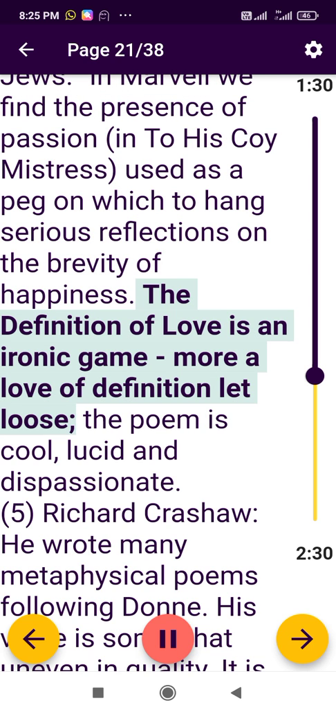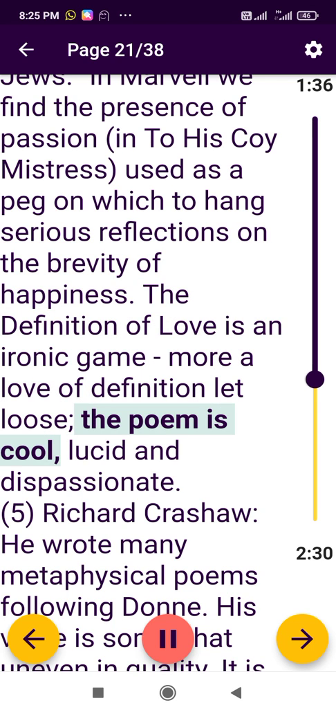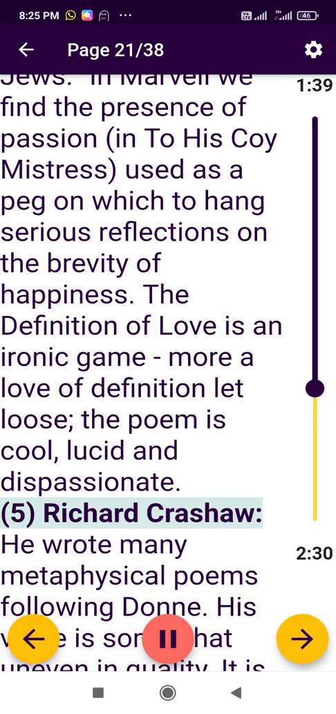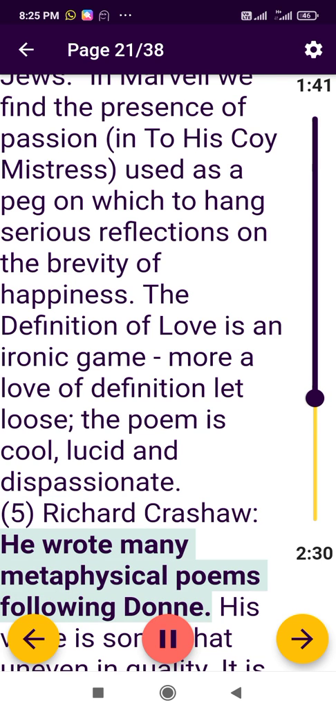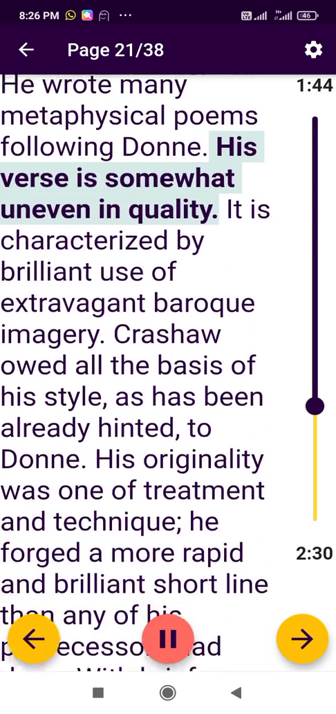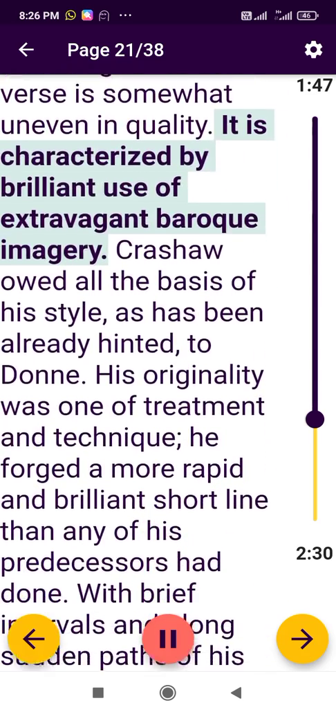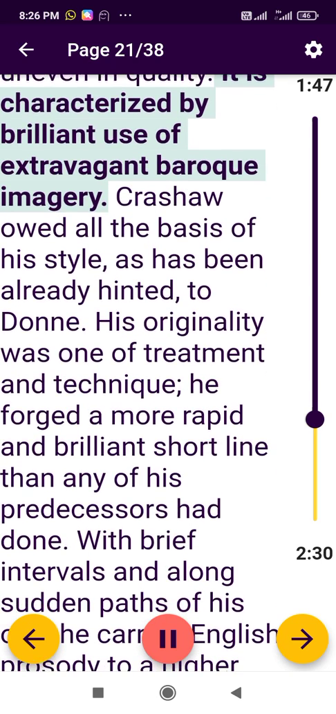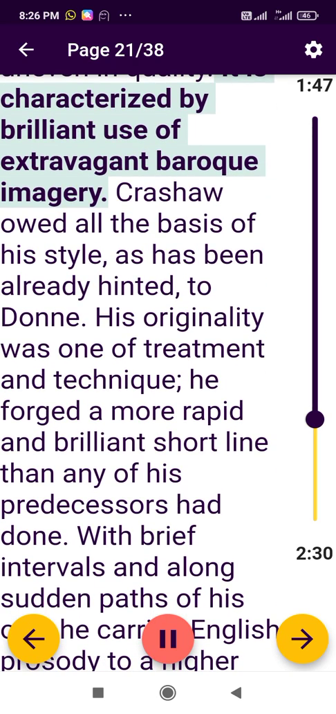The Definition of Love is an ironic game, more a love of definition let loose. The poem is cool, lucid and dispassionate. 5. Richard Crashaw. He wrote many metaphysical poems following Donne. His verse is somewhat uneven in quality. It is characterized by brilliant use of extravagant Baroque imagery.